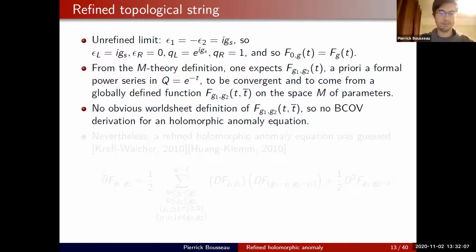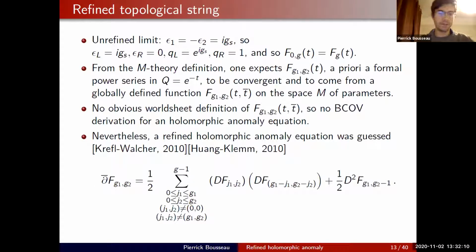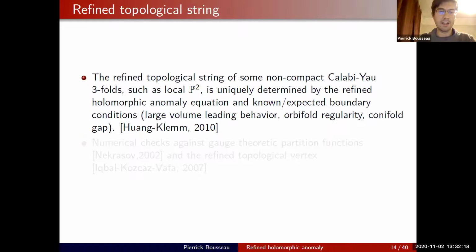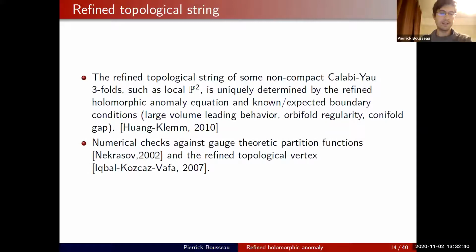But as I said, despite the fact that you do not have an obvious worldsheet justification for the refined holomorphic anomaly equation, you can just try it. And essentially it worked, which means that this refined holomorphic anomaly equation is as good as in the ordinary case. For things like local P2, a non-compact Calabi-Yau threefold, this equation with known or expected boundary conditions uniquely fixes this function Fg1,g2, the refined topological string. And the notable fact is that you can check the answer against different definitions of the refined topological string.